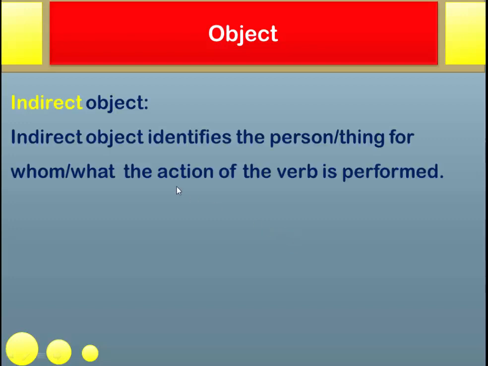Now indirect object. An indirect object identifies the person or thing for whom the action of the verb is performed. For whom the action is performed. We'll take the same example. My brother bought me a book. So where is the action done? The action is done on the book. This is your direct object. And for whom is the action done? So for me. This is your indirect object, for whom the action is performed. That we call indirect object.